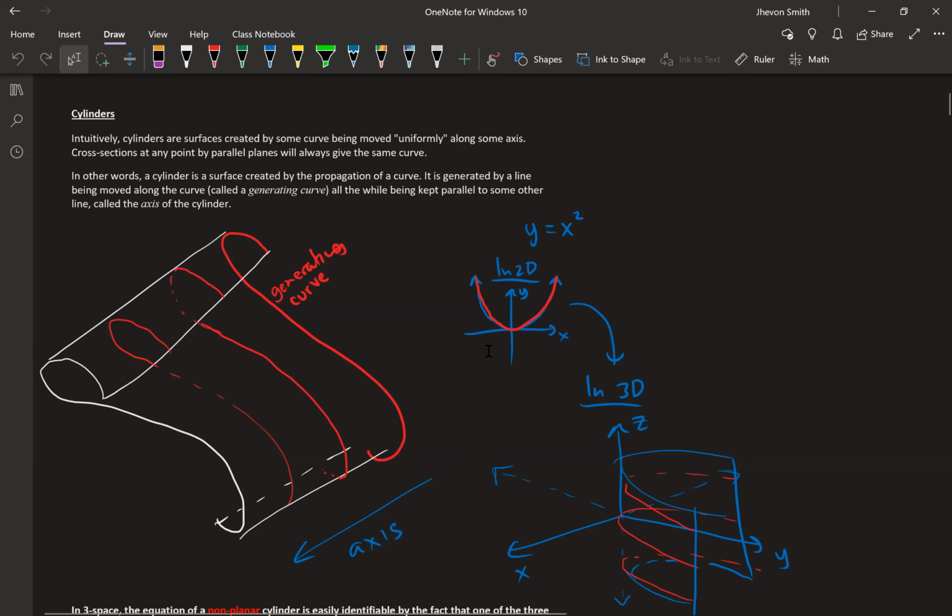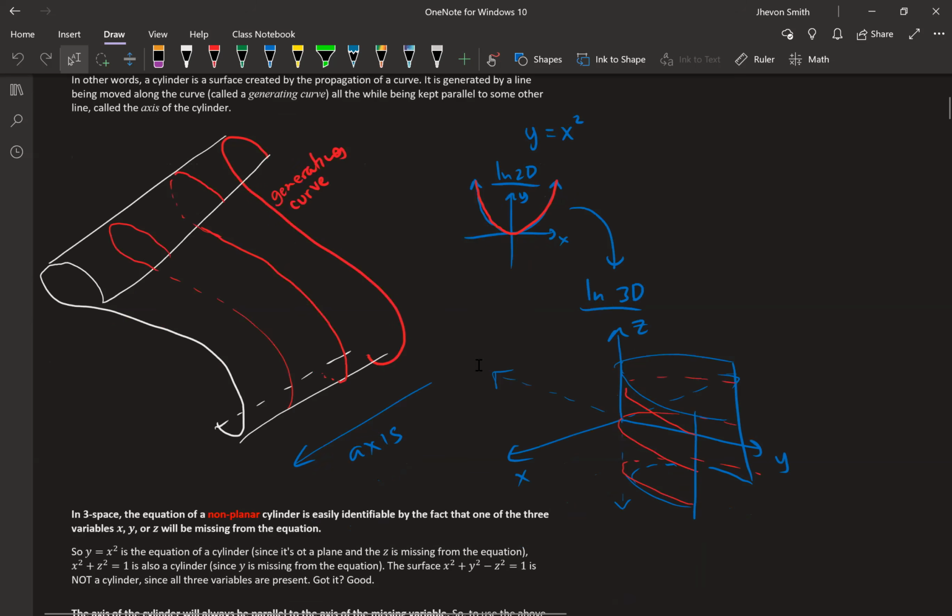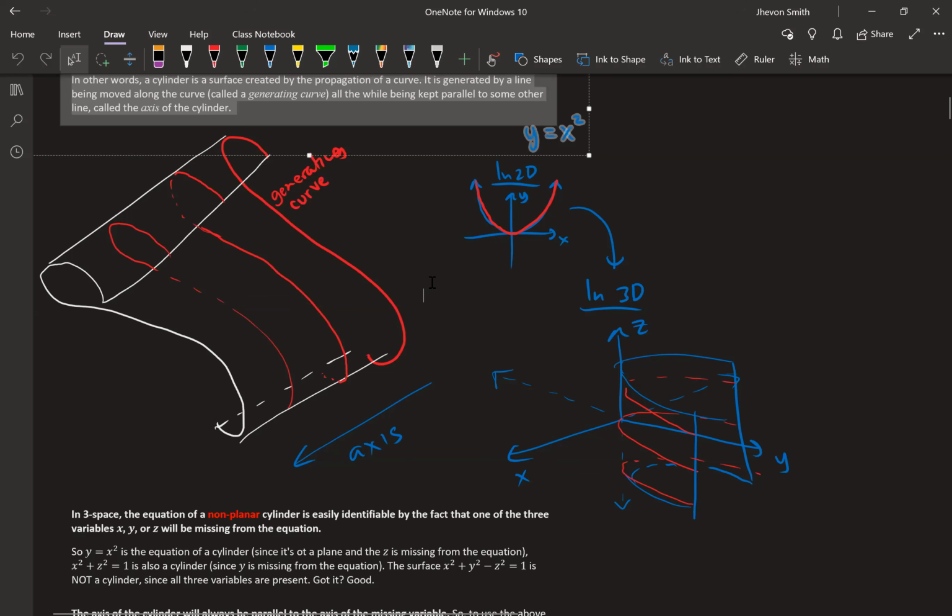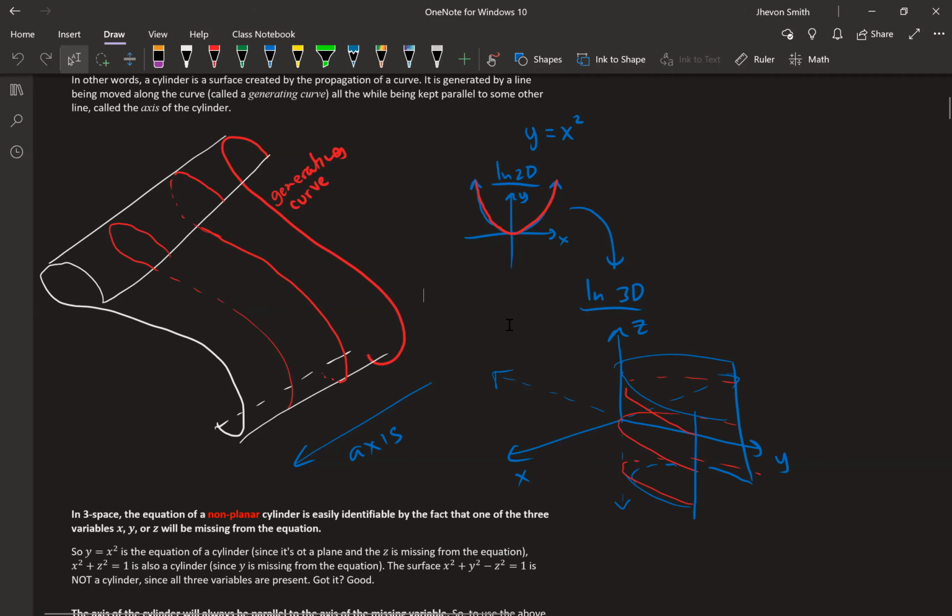We know that a non-planar cylinder is easily identifiable because you will have two variables in the equation and there will be a missing variable. That means you can sketch in the plane of the two variables that you can see, and the missing variable tells you what axis you're stretching along. The missing variable will tell you the axis that you are parallel to. To sketch a cylinder, first you sketch the generating curve, which is just a 2D curve of the variables that you can see, and then you propagate that along an axis.